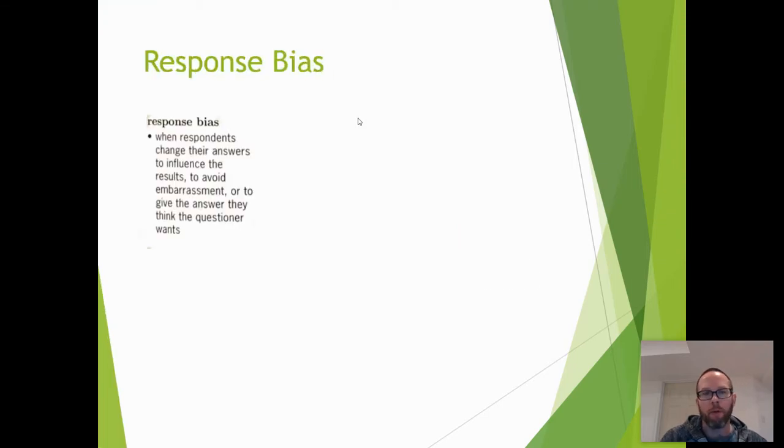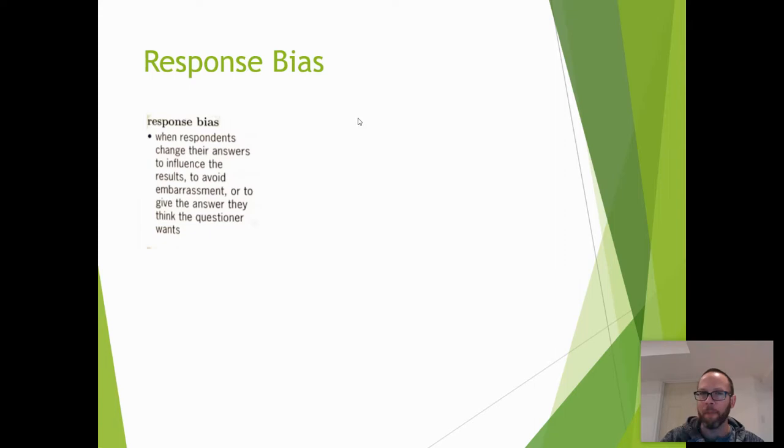So first, we're going to talk about the four main types of bias. This information I have provided on the lesson sheet, just a lot of writing. So I think I just saved you the effort there. The first type is response bias. Response bias is when respondents change their answers to influence the results, to avoid embarrassment, or to get the answer they think the questioner wants.